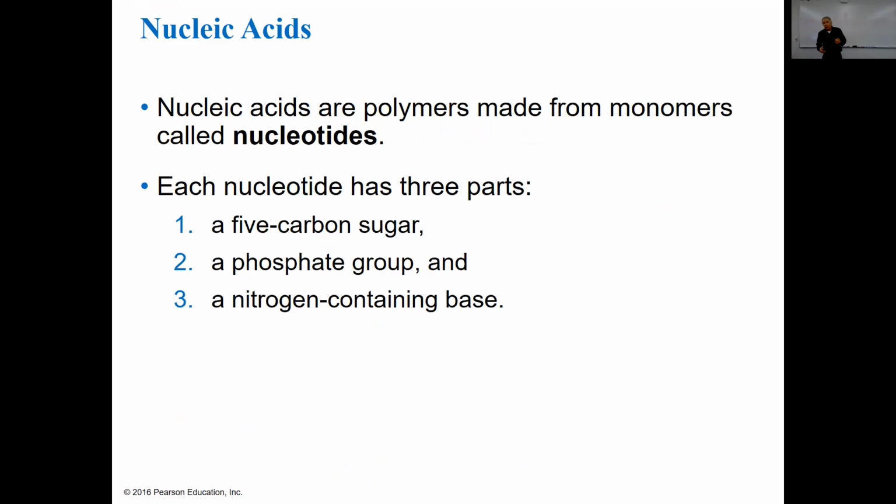So, nucleic acids are polymers, as I mentioned, from monomers called nucleotides. Each nucleotide, these monomers are a little more complicated than the other ones. They have three parts. A 5-carbon sugar. In DNA, it's deoxyribose. In RNA, it's ribose. A phosphate group, and a nitrogen-containing base, or a nitrogenous base.